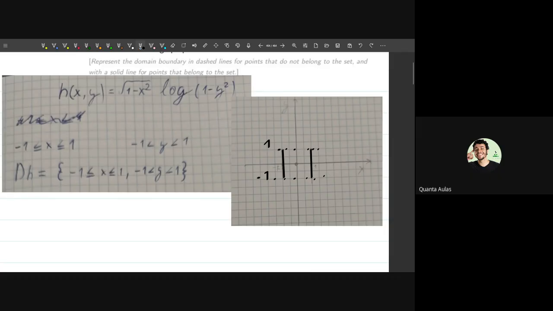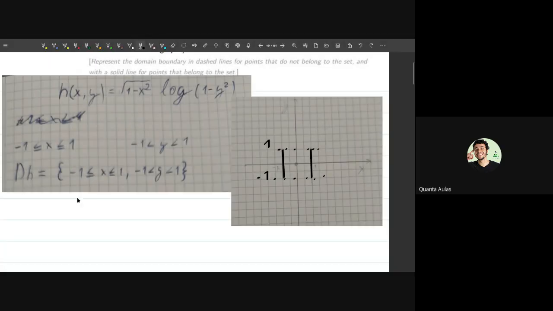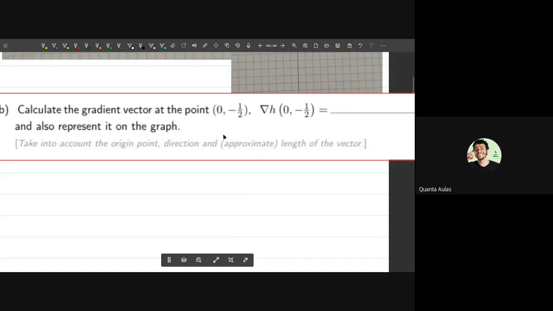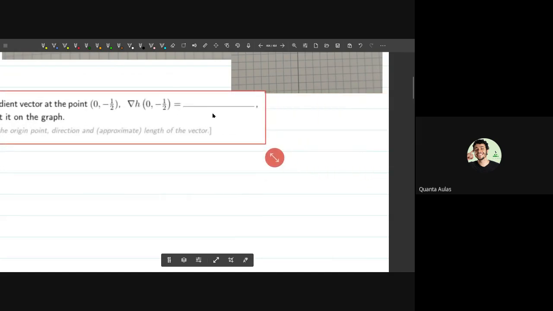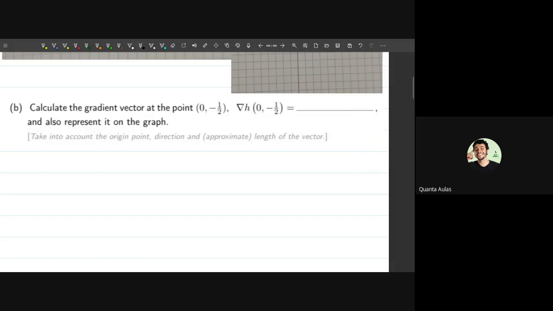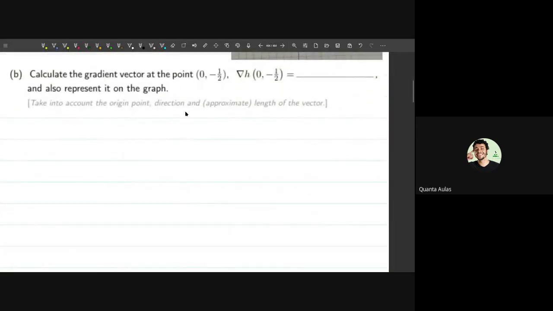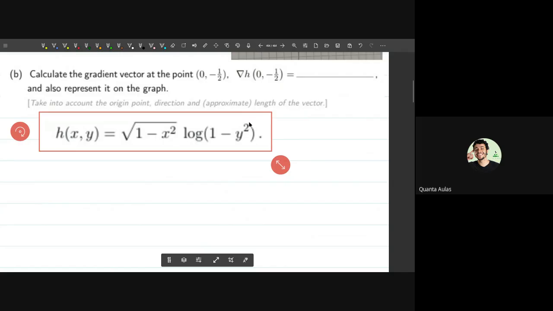B, right? I need to download this, but I think it's not necessary now. Just this. Calculate the gradient vector. Gradient vector is easy because we have an equation, right? It is the partial derivatives. So if you do this for me, I appreciate it. Because I already did. So when you do, just tell me and send me a photo.